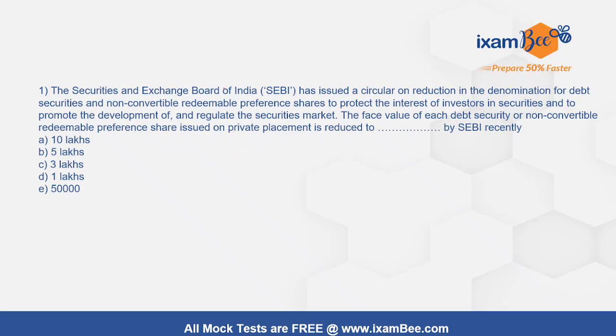Okay, so let's start. We will be discussing the questions, and these MCQs pertain to the SEBI circulars that are from October and November months. So let's start. The first question is, SEBI has issued a circular on reduction in the denomination for debt securities and non-convertible redeemable preference shares to protect the interest of investors in securities and to promote the development of and regulate the securities market. So the face value of each debt security or non-convertible redeemable preference share issued on private placement basis is reduced to what amount by SEBI recently.